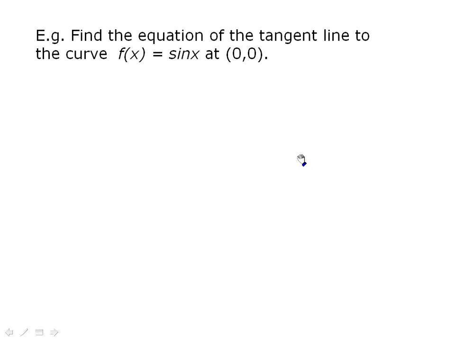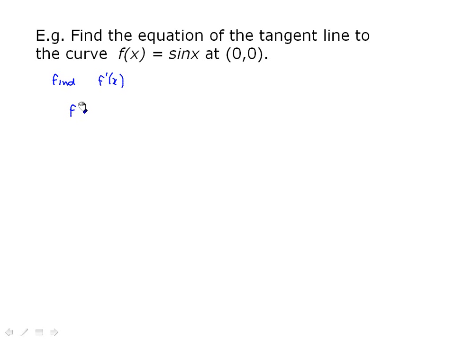So find the equation of the tangent line to the curve f at x is equal to sine x at (0, 0). Now this problem doesn't break a lot of new ground. We've done dozens of these before. But to get the equation of the tangent line, you have to remember, of course, that it is the derivative. So really what you're trying to do is find f prime at x, because that will represent the slope of the tangent line to that curve.